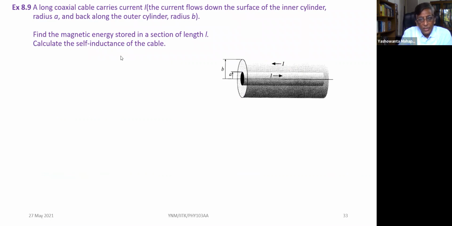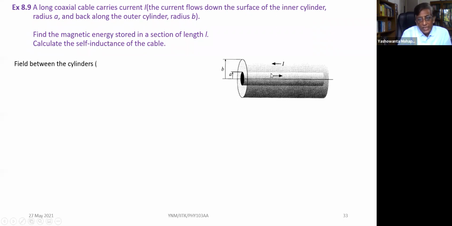All right, so let's take a quick example, the most practical example. A long coaxial cable, that is what normally you use to connect one instrument to another. The current flows down the surface of the inner cylinder of radius A, and back along the other cylinder B. We have done problems of this nature in calculating magnetic field B. Now the question is, find the magnetic energy stored in a section of length L, and calculate the self-inductance of the cable. It's a simple problem, but an important one.